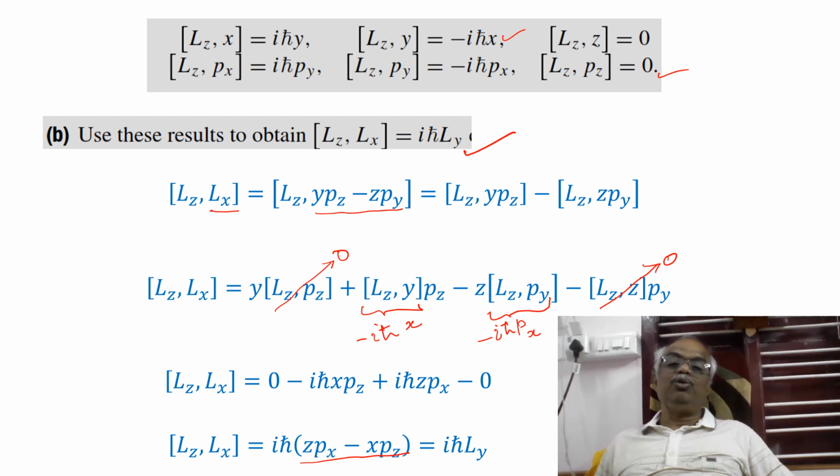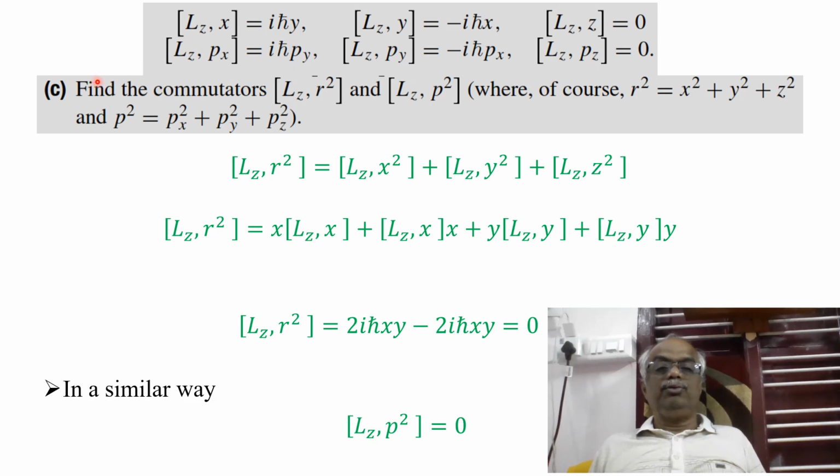Now we will move on to section C. Section C, find the commutators of Lz with R squared and Lz with P squared, where R squared is equal to x squared plus y squared plus z squared, and P squared is equal to px squared plus py squared plus pz squared. You can also use this relation which we have proved already.